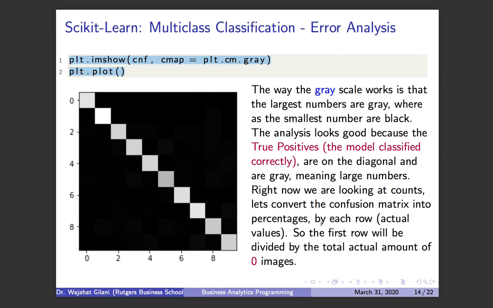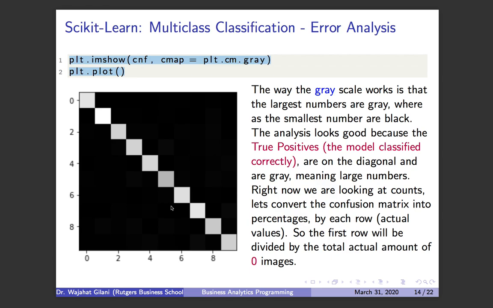Now, right now we're looking at counts. That's great, right? And you can see subtle lightness in here. I don't know if you can see it or not, but on your machine maybe you'll be able to see it. But we don't want to look at actual values. We want to look at percentages, right?